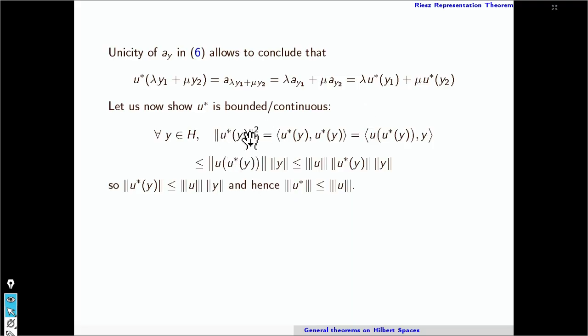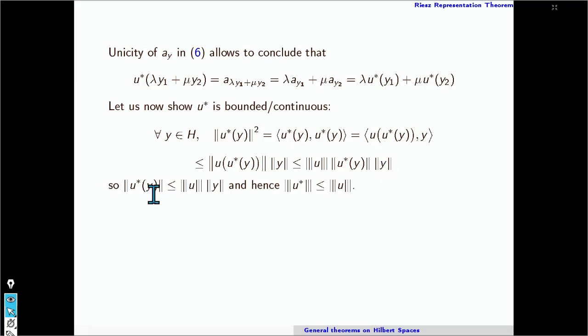We compute this norm square. So by definition, this is this inner product. And now by the relation 5, we consider this as X and this U star. This is equal to U of X inner product with Y. Now, by the Cauchy-Schwarz inequality, we obtain this. And then by definition of operator norm, this is smaller than operator norm of U times the norm of what is inside. Now, if this quantity is equal to 0, then 0 is smaller than this product. And if it is different from 0, we simplify. We thus obtain norm of U star Y smaller than operator norm of U times norm of Y.